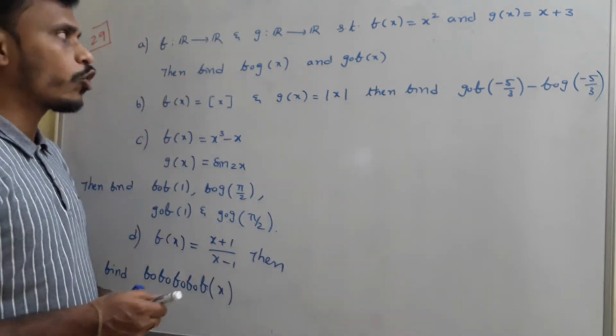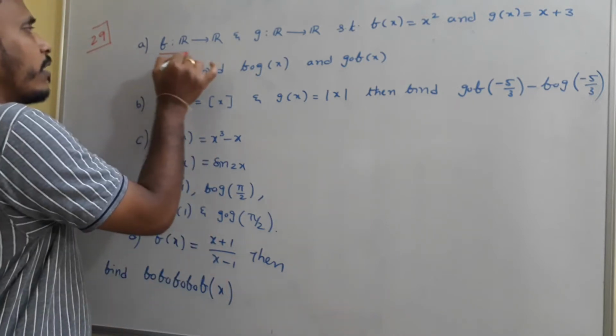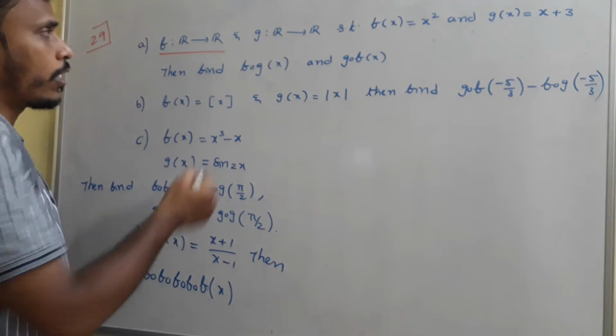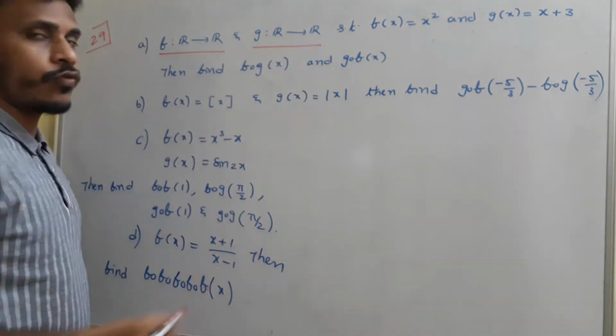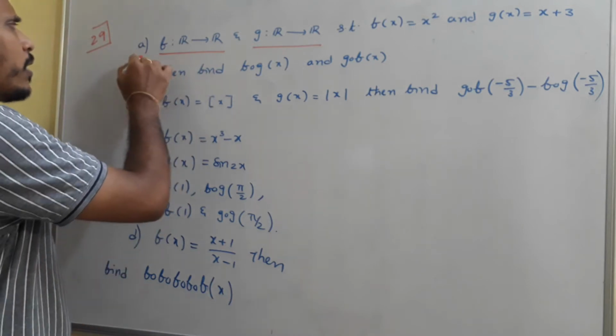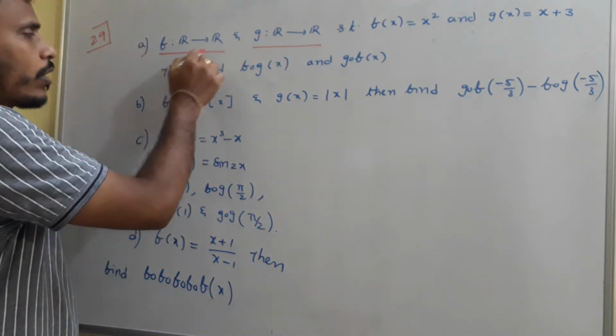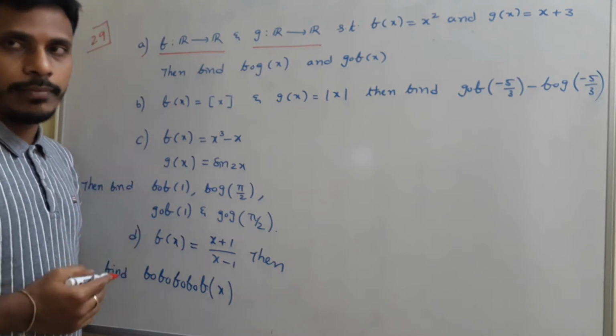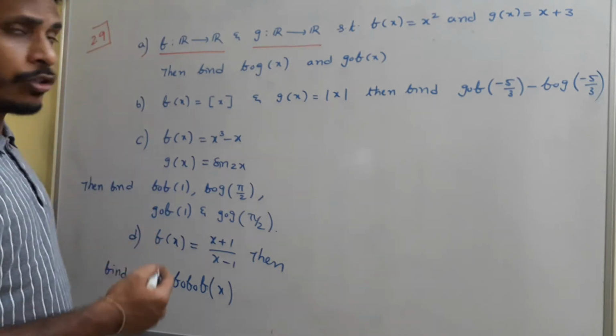Here, if you just look at the problem, f is a real function. Domain is real numbers. Codomain is also real numbers. g is also such a function. Domain and codomain are reals. So not only for the first bit A, for all these bits you just treat that f, g are the functions from real numbers to real numbers. And we need to apply the composition now.